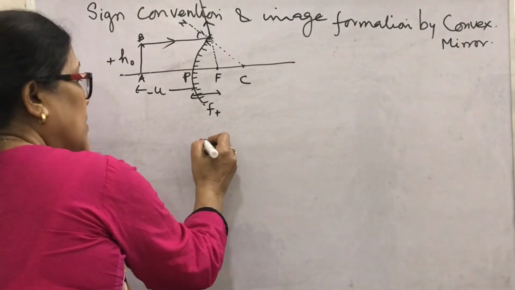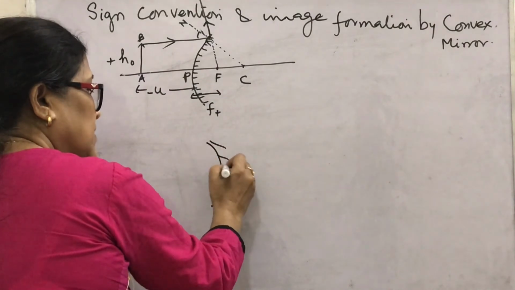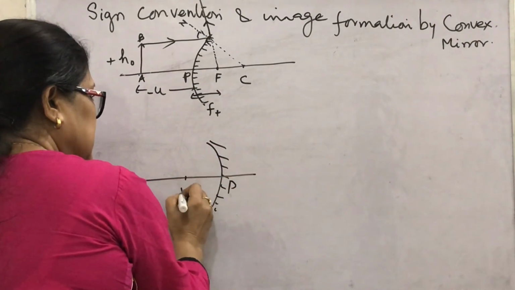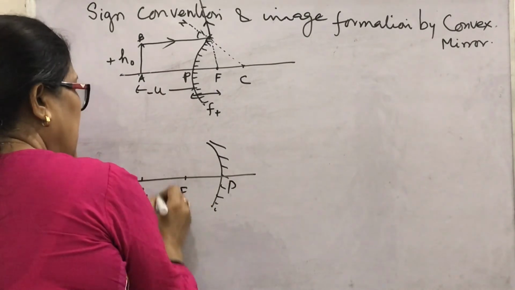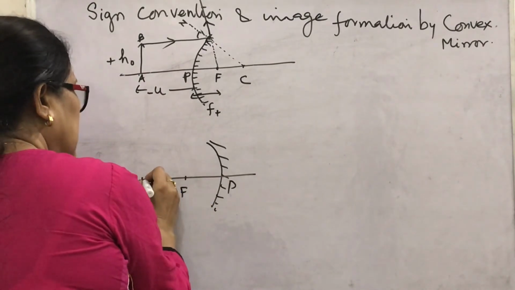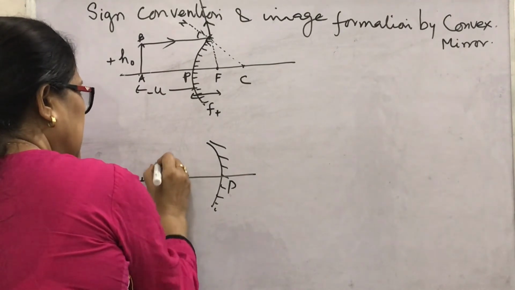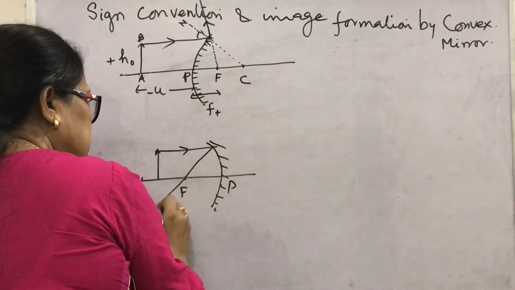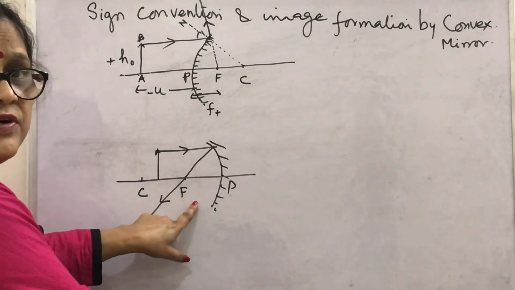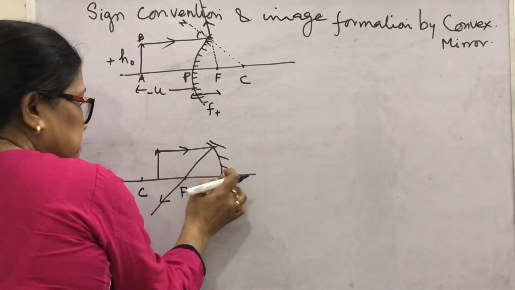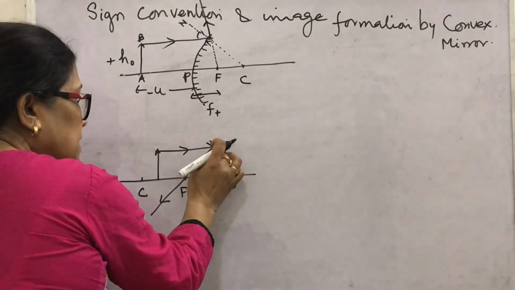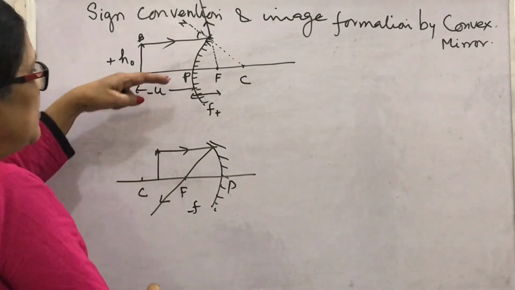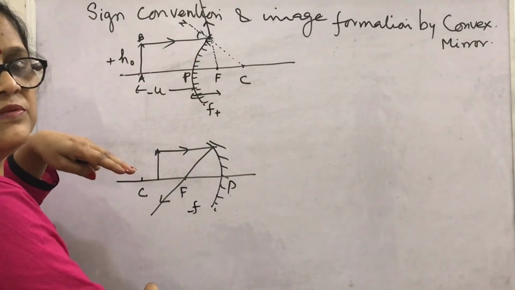What about the concave mirror we have seen? I am going to compare again. If this is P, this is F, this is C, and we have placed the object in front of the concave mirror, then the ray parallel to the principal axis really passes through the focus. That's why this is a real focus, and its focal length is measured in the direction opposite to the incident ray. So its focal length is negative. Here, its focal length is positive because the focal length is in the direction of the incident ray.